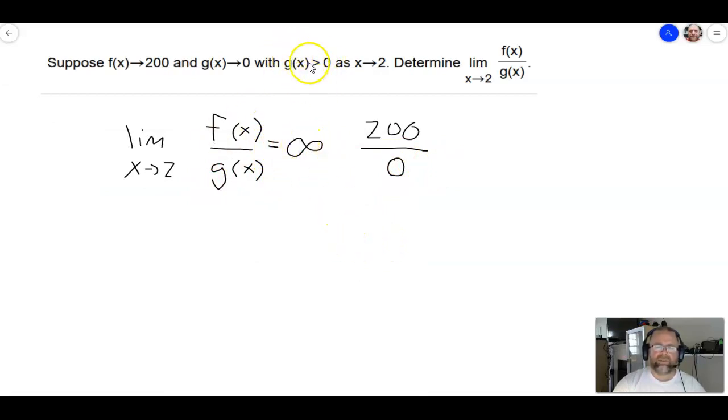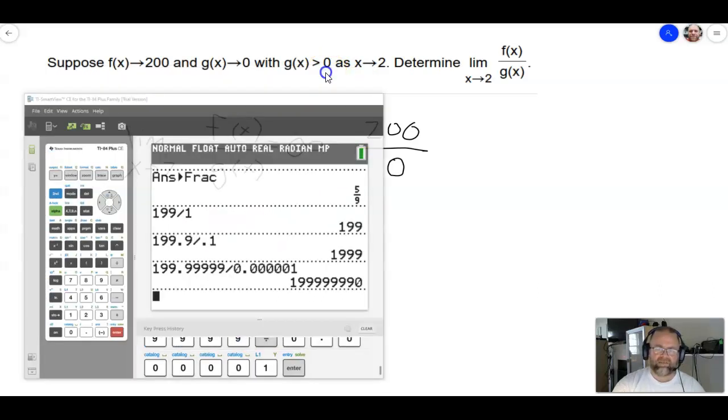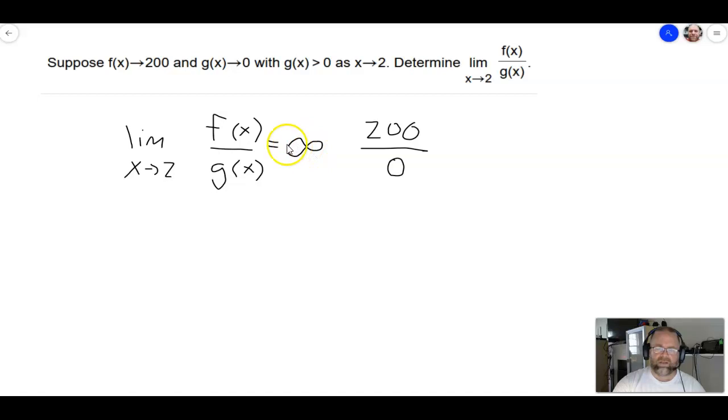Now, if they didn't put this little clause in here that g of x had to be greater than 0, then we'd get different answers depending on whether we're using positive values for g of x or negative values for g of x. From the right side, we'd be approaching positive infinity, and from the left side, we'd be approaching negative infinity, and therefore the limit would not exist. That's why they put this little caveat or restriction up here.